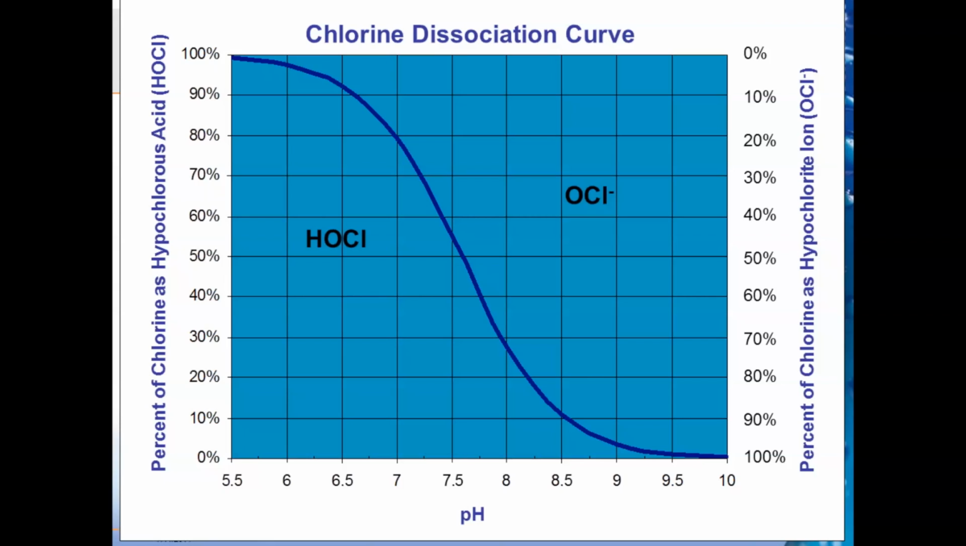Let's add more sodium hypochlorite. Remember, it is caustic in nature. It drives the pH up further. Their disinfection could go down from adding more chemical. So we have to be aware of that. We have to instruct them and help them understand that.